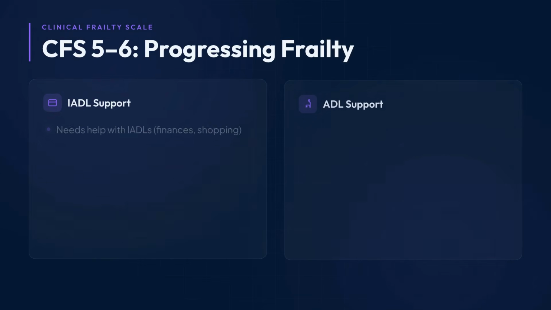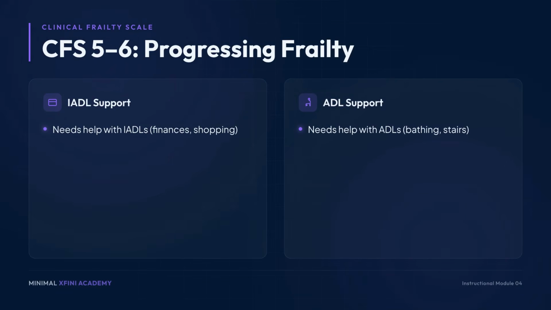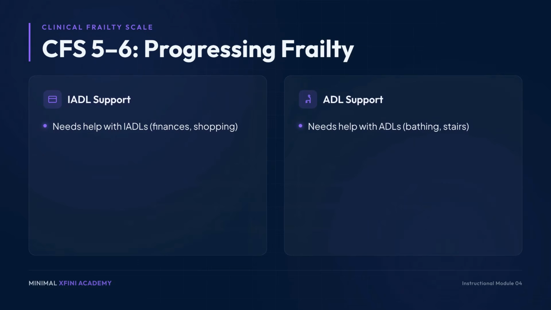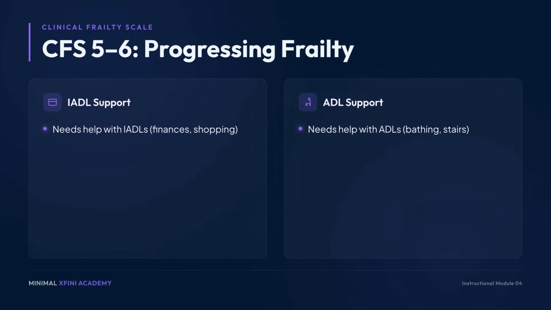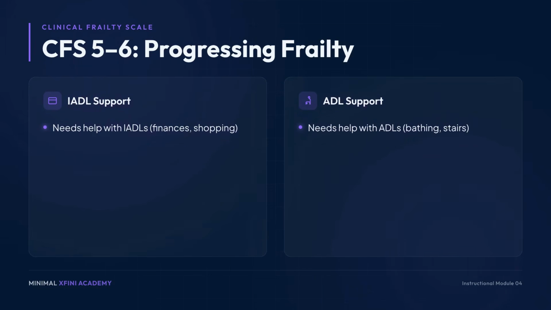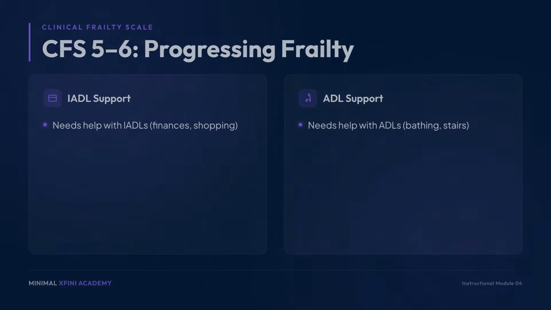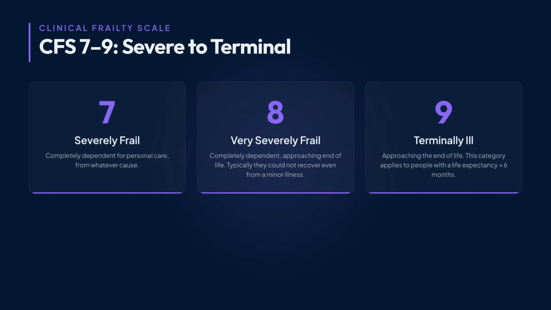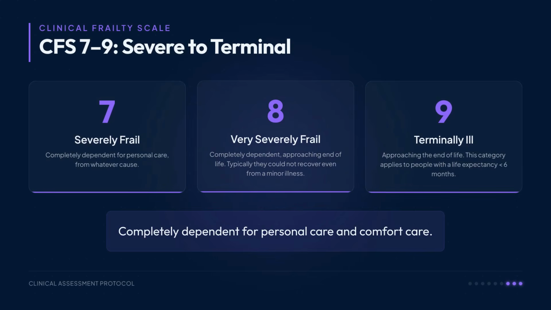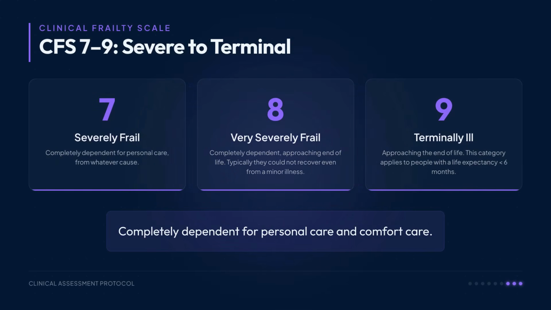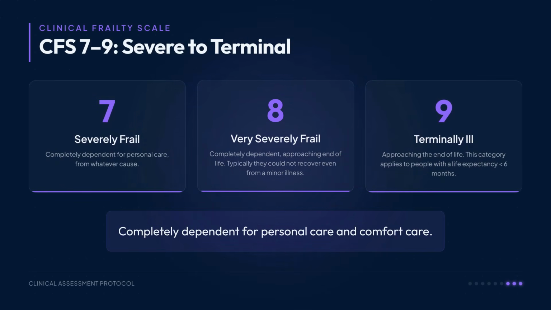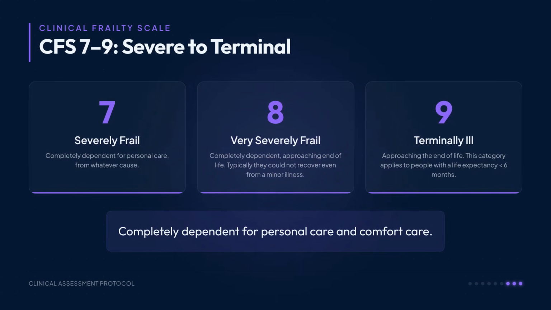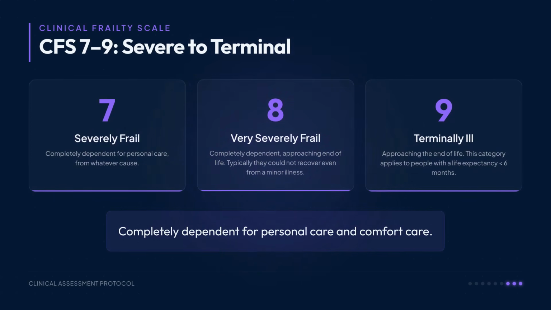Score 5 is mildly frail, where assistance is needed with complex tasks like shopping or managing finances. By score 6, moderately frail, the patient needs help with both outdoor and indoor activities, including personal care and using the stairs safely. Scores 7 and 8 indicate severe frailty, where the patient is completely dependent for all personal care. Finally, score 9 is for those who are terminally ill, where our nursing focus shifts entirely to comfort, symptom management, and end-of-life care planning.